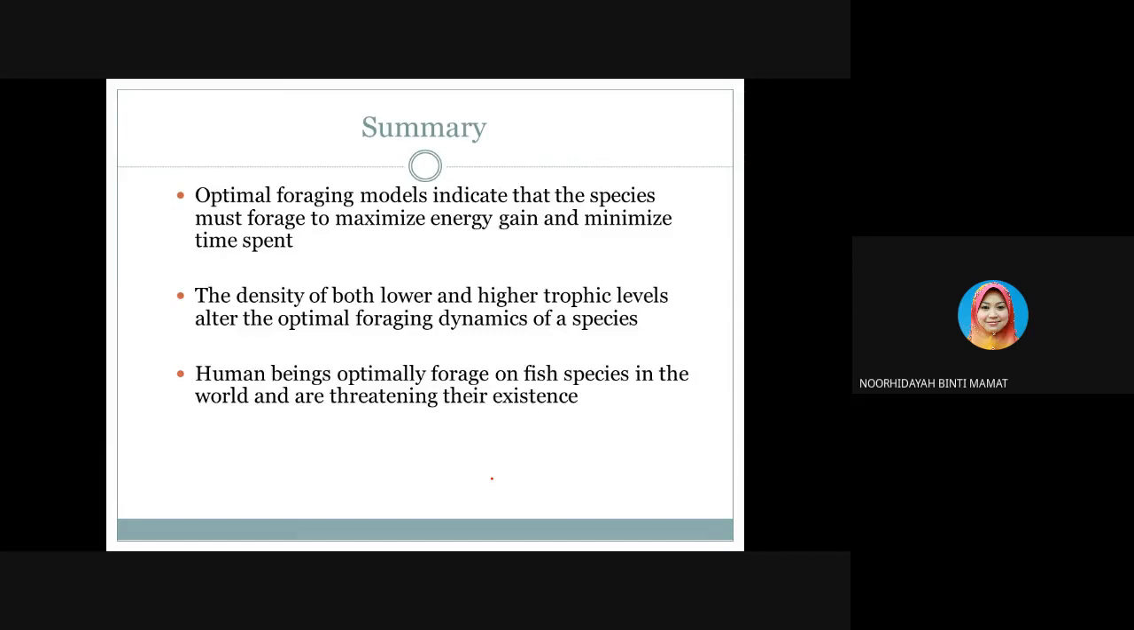And lastly, human beings optimally forage on fish species in the world and are threatening their existence, because fish provide us with vitamins and minerals.